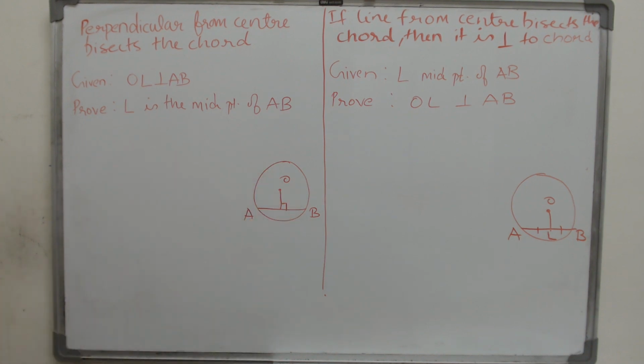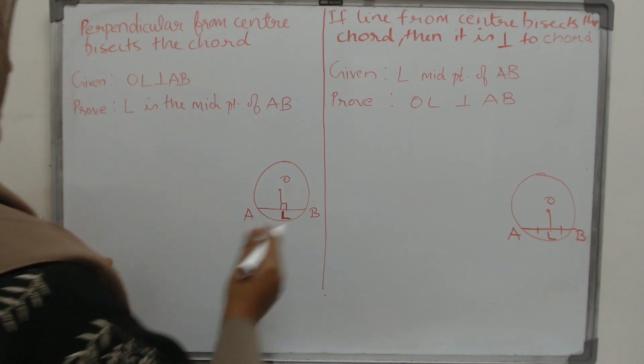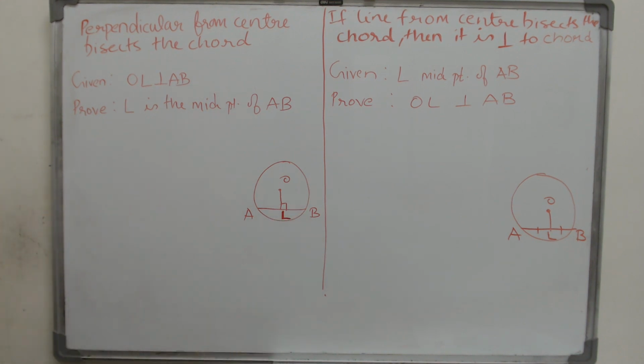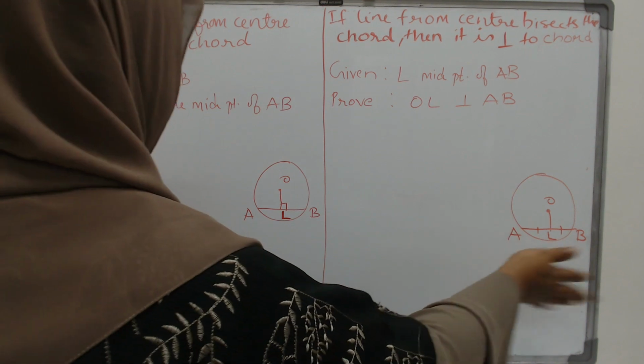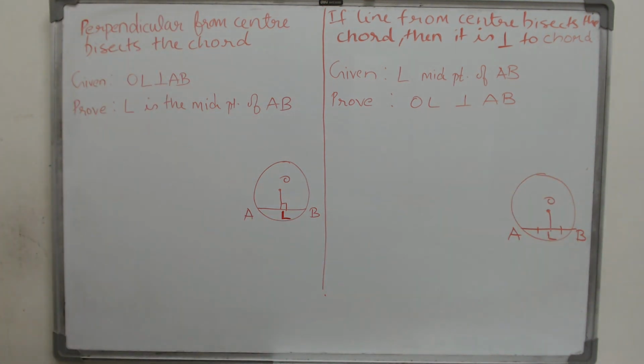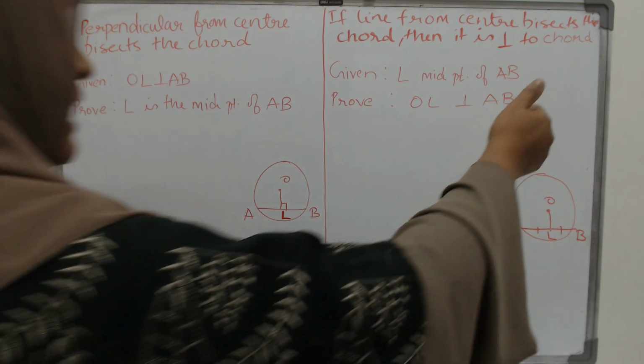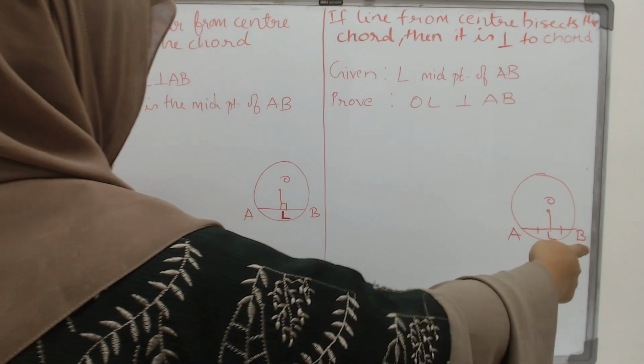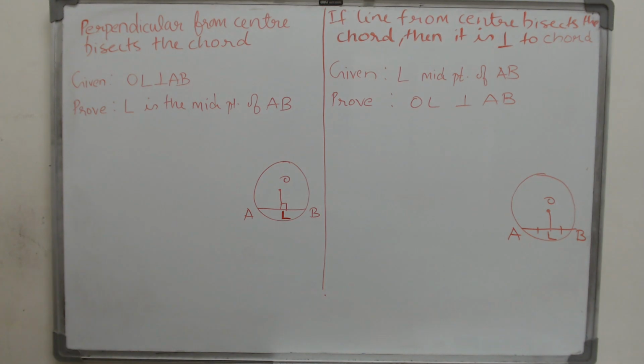In this part, what do you have? What if that line is perpendicular? Then you have to show that it splits AB into two equal parts. But here what do you have? Again a chord, again a line from the center, but this time the line actually cuts it into two equal parts. What do you have to prove? You have to prove that it is perpendicular.